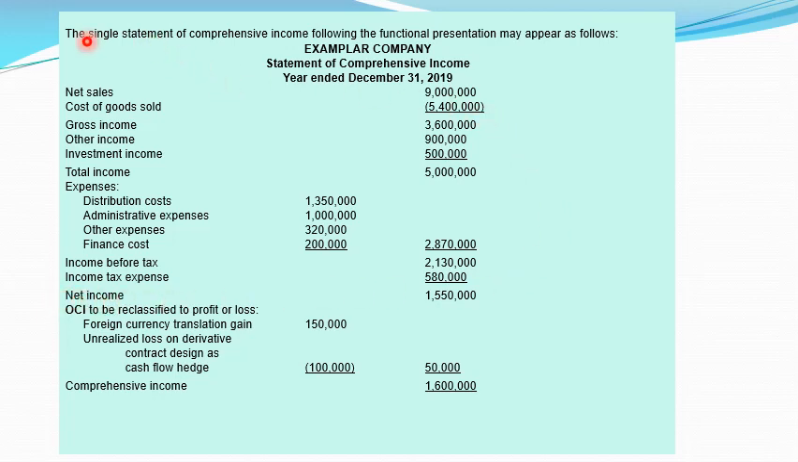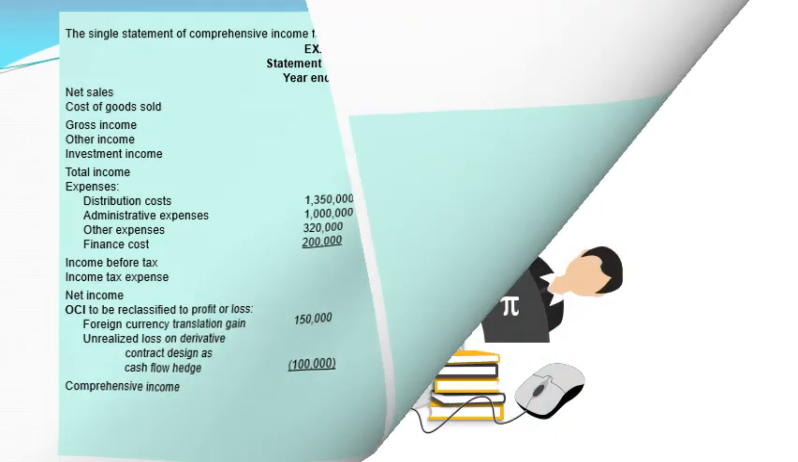So, ngayon, pag single statement of comprehensive income, pag one statement approach or single statement approach yung ginamit ni company, pwedeng isahin niya na lang, i-combine niya na lang yung dalawang statement. So, pwedeng ganito na lang. Pagkatapos ng net income, isunod kaagad yung OCI. Okay, then to compute the comprehensive income, 1.6 million pesos.